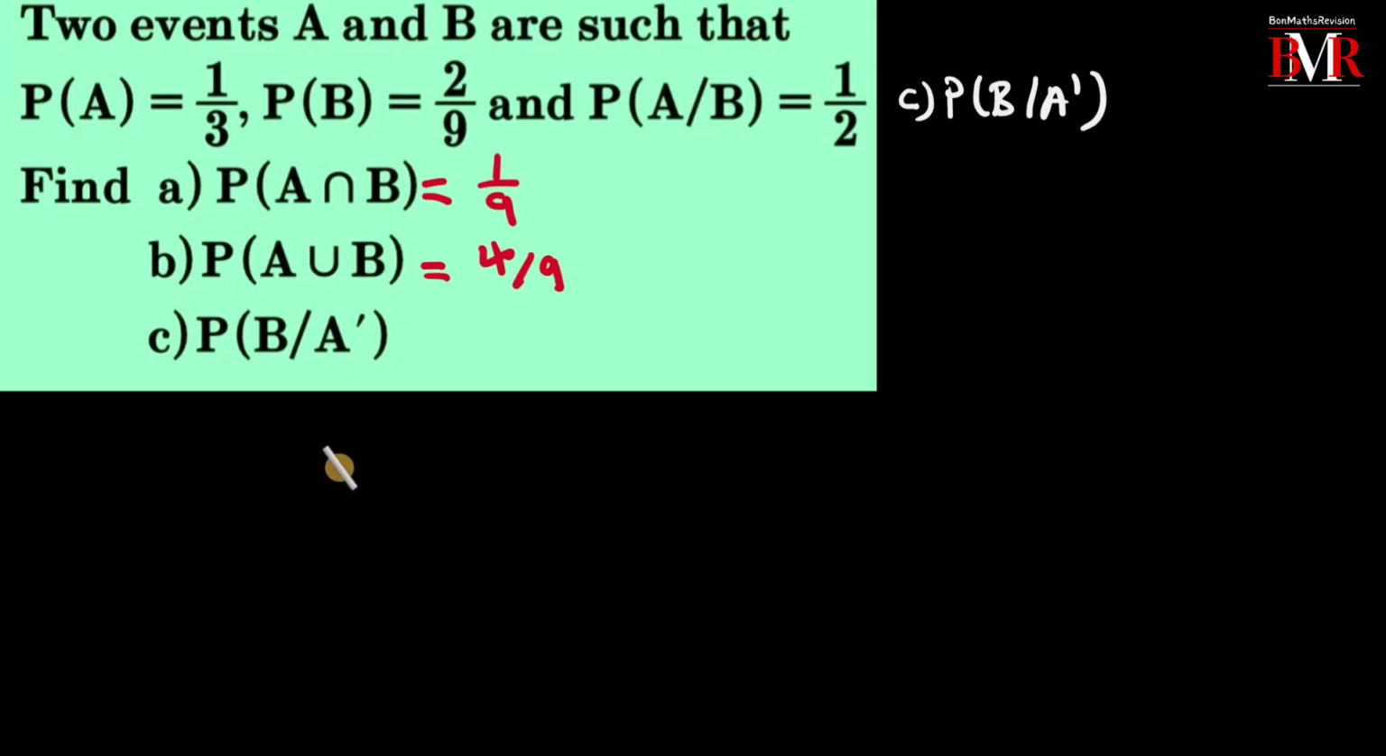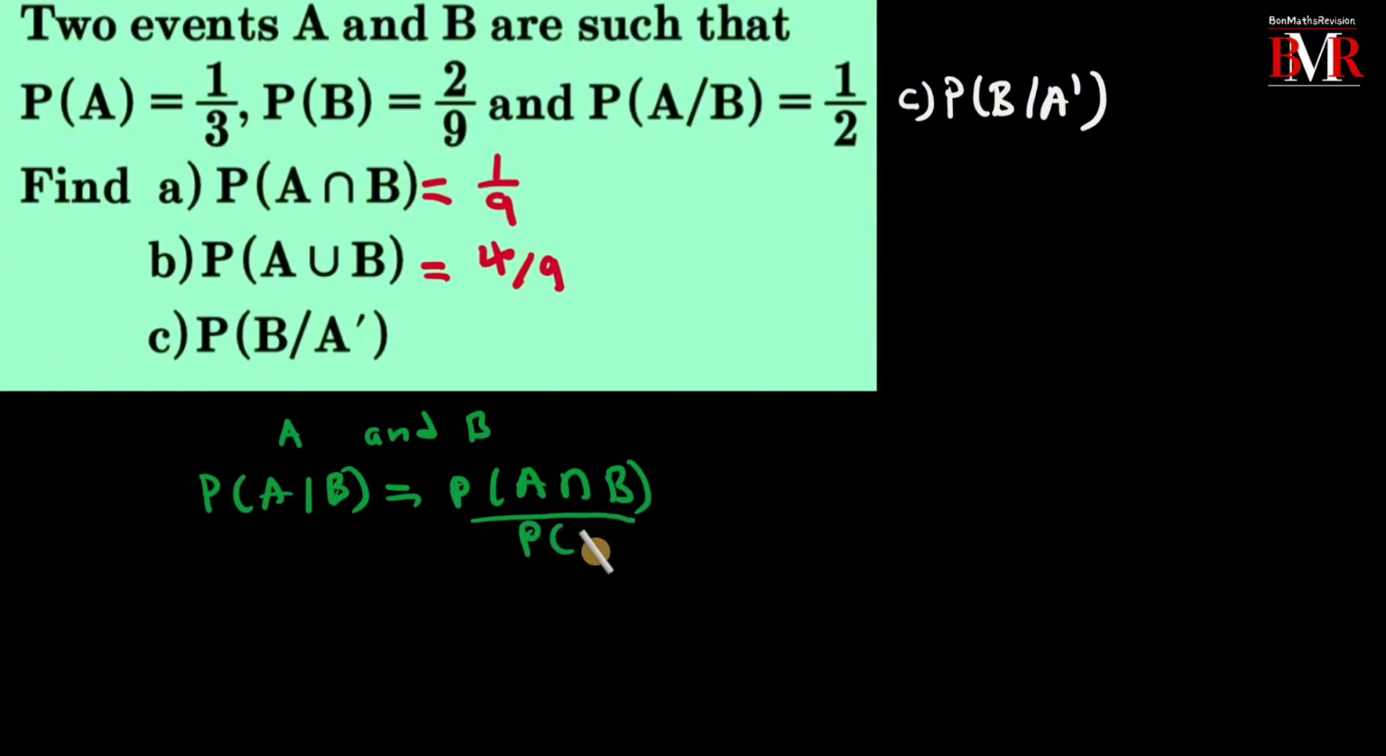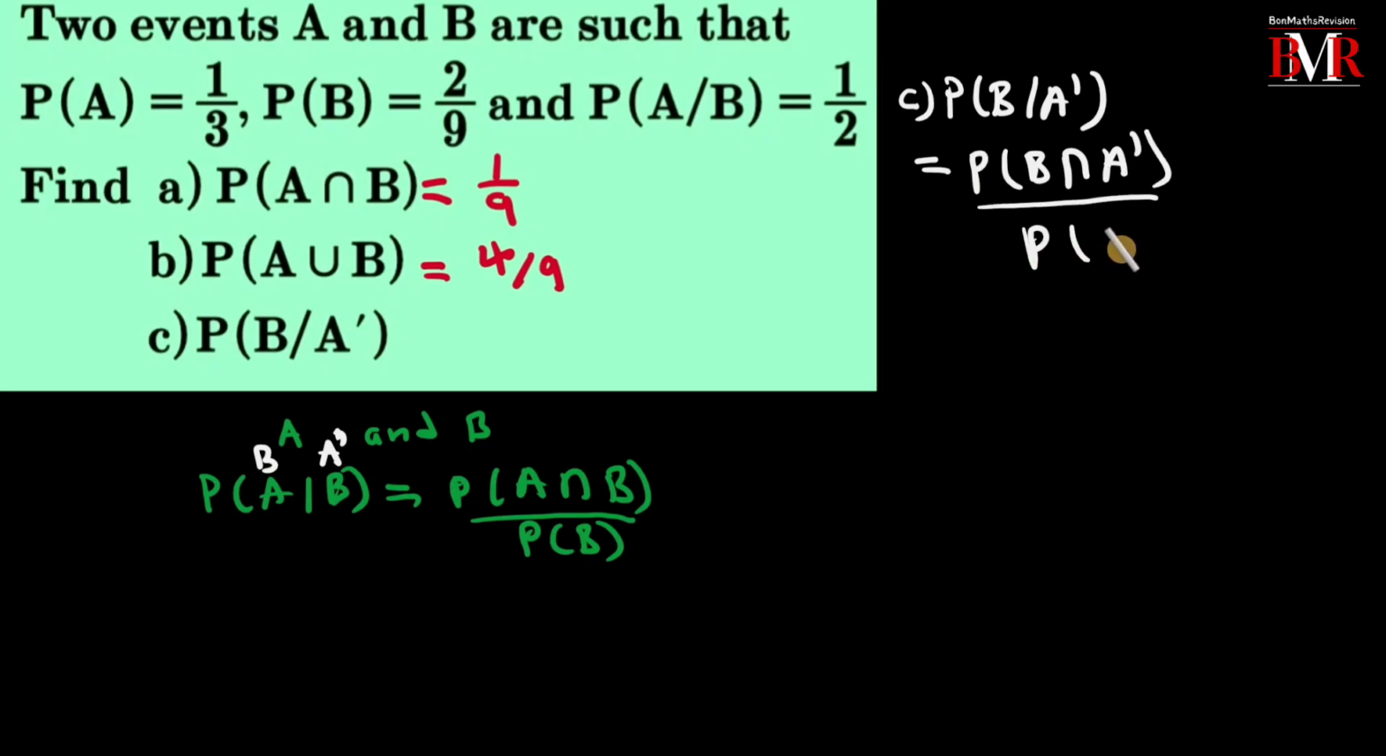You know, from conditional probability, by definition, if we have two events, let's say A and B, the probability of A given that B has occurred is written like this and is obtained by the formula: the probability of A intersection B all over the probability of B. If you compare this notation and this one, you will discover that the events here are B in the place of A and A prime in the place of B. So the formula to calculate the probability of B given A prime will be the probability of B intersection A prime all over the probability of A prime.